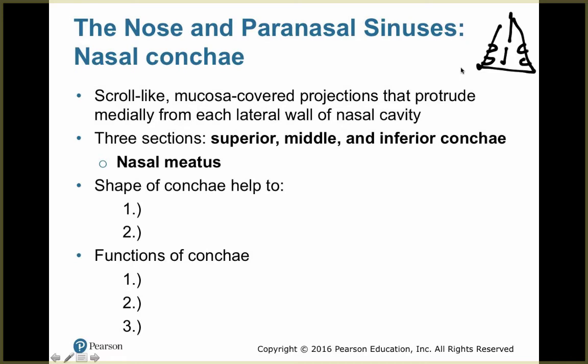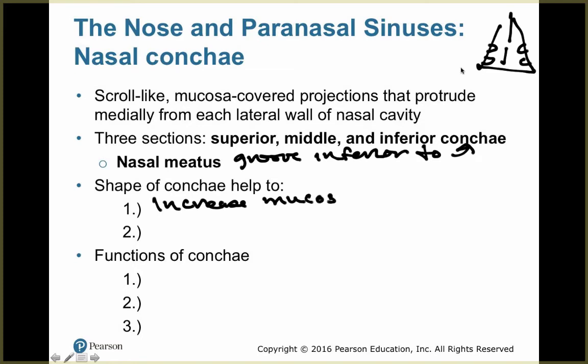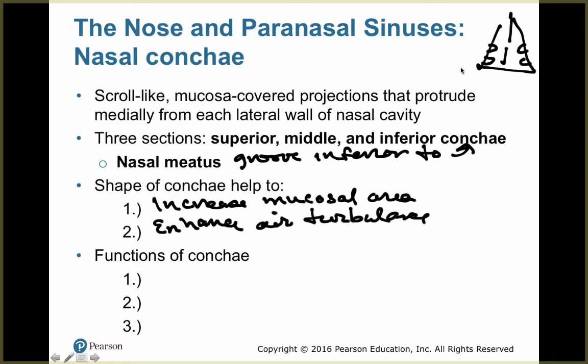And so right below those lateral walls, those projections, you'll have the nasal meatus. And that essentially is just this groove that's inferior to each one of those. And the shape of these guys helps to do two things. They increase mucosal area, and they help to enhance the air turbulence in there to keep things moving. So the shapes help for that.